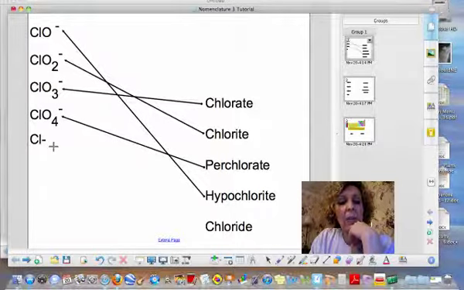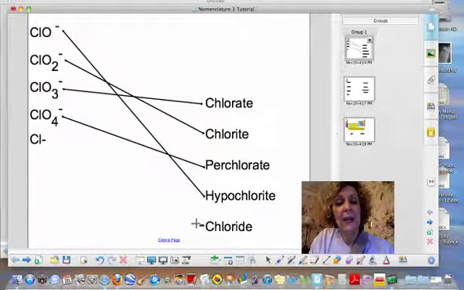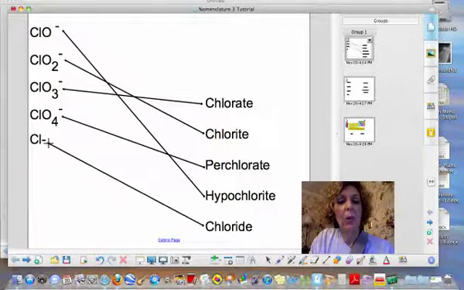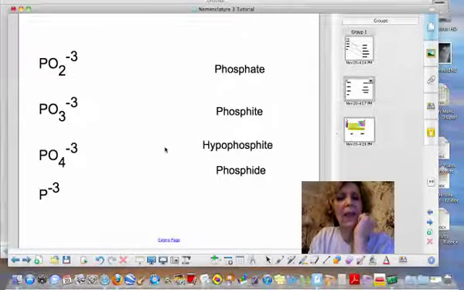Don't forget just the plain old anion. Don't forget that rule. That always ends in "ide." So Cl minus is chloride. Okay? So we can use these for any of the polyatomic ions that you've learned with the ates.